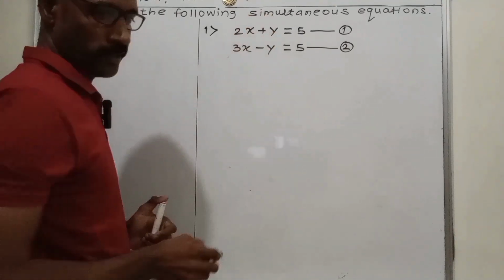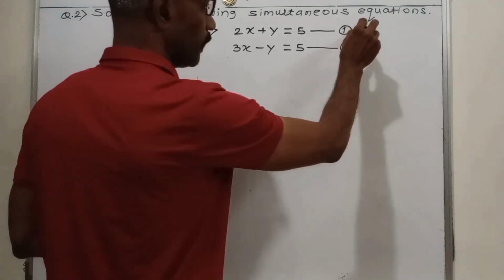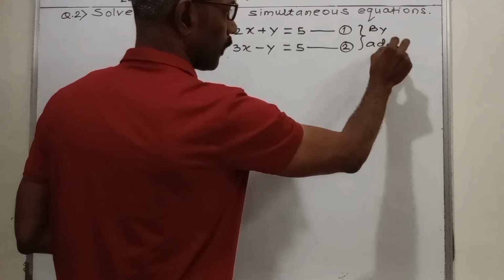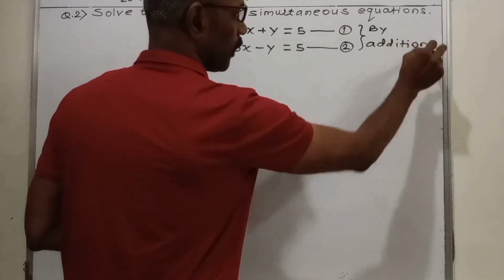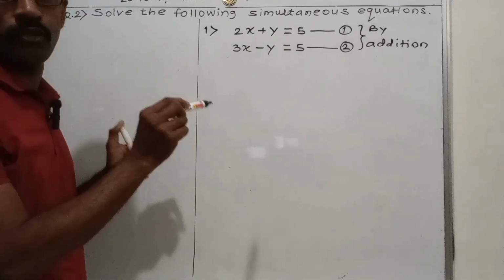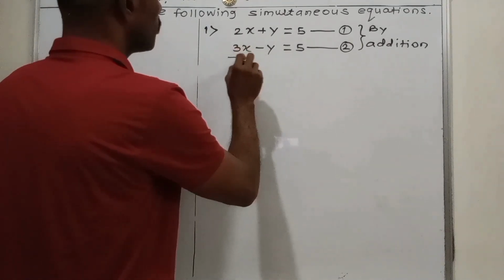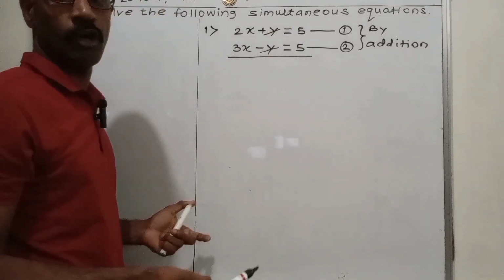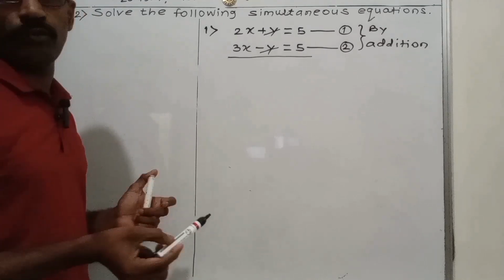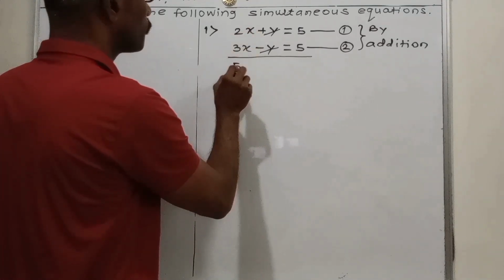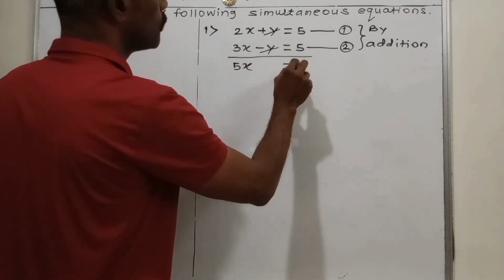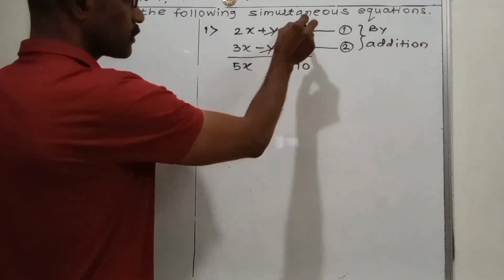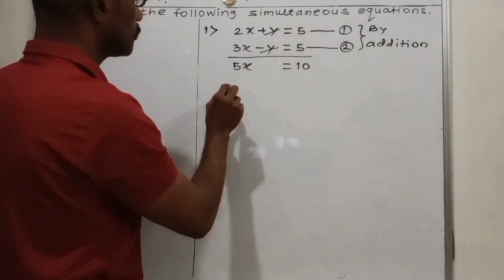Then observe their signs. Signs are opposite. When signs are opposite, then by addition. I have told you many times while solving these examples. By addition, plus y minus y automatically cancel because their coefficients are equal. Therefore 5x is equal to 10. 2x plus 3x, 5x is equal to 5 plus 5, 10.